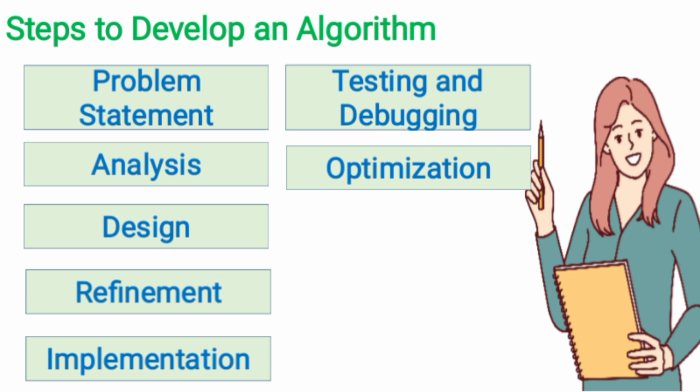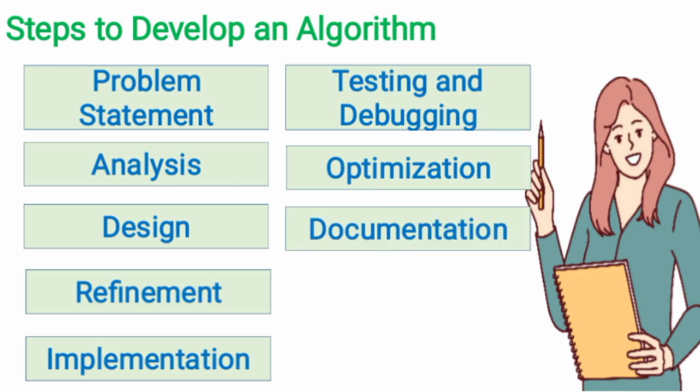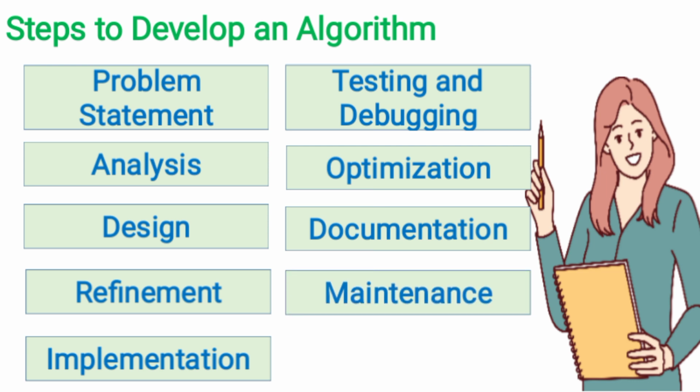Then optimization. Analyze the algorithm's efficiency and if necessary make improvements to reduce time and space complexity. Then documentation. Document the algorithm's purpose and how it works, adding comments to the code for clarity. Then maintenance. Algorithms may need updates or modifications over time to accommodate changing requirements or to improve performance.